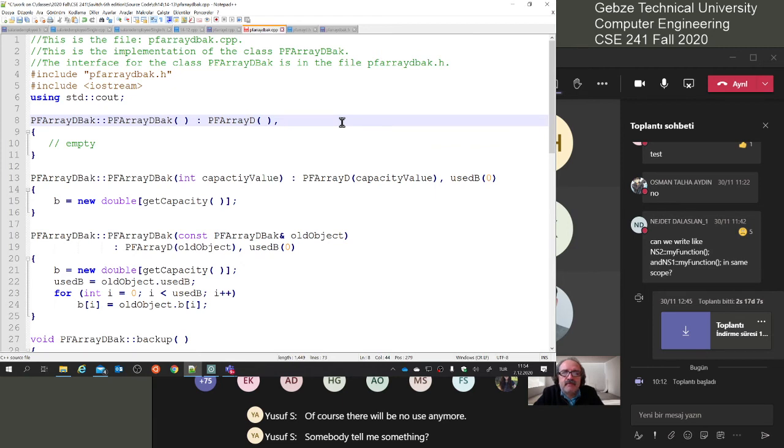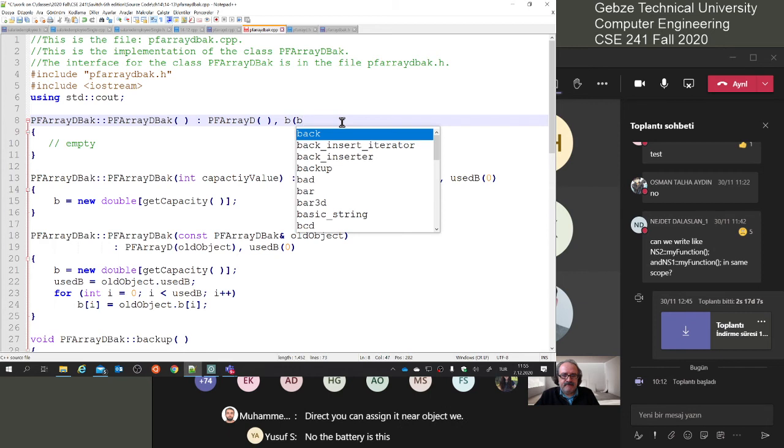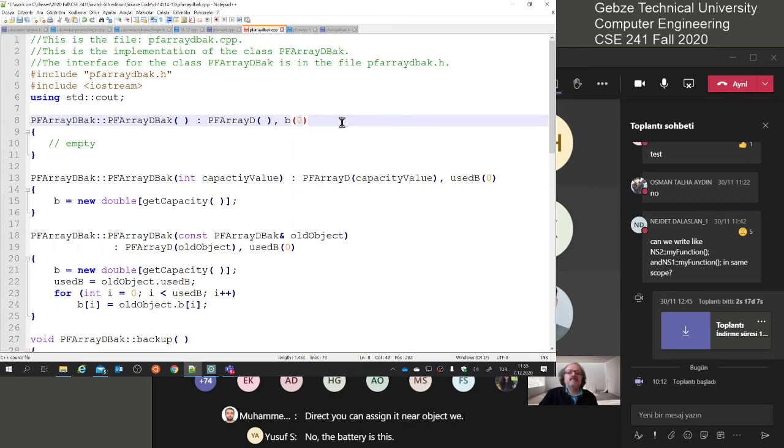We need to give a space for B object. So what should I do? How should I do that? You can use a copy constructor or directly assign a new object to it. No, the better way is this. How about this?